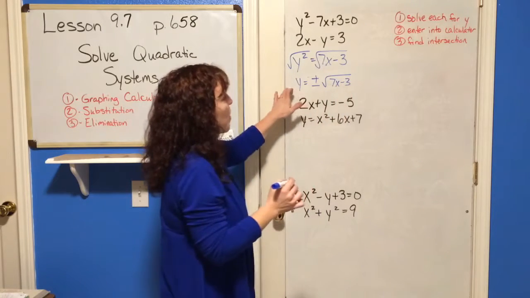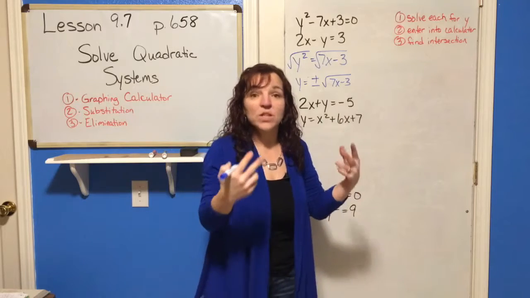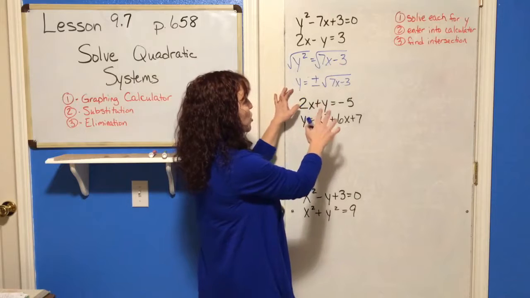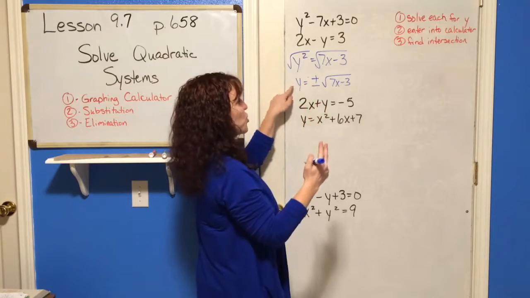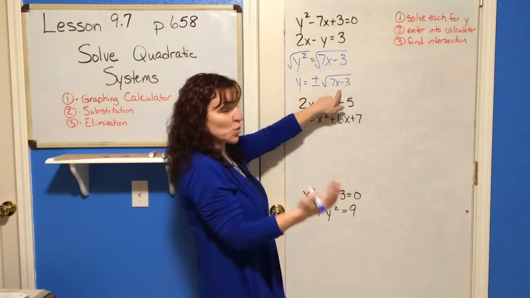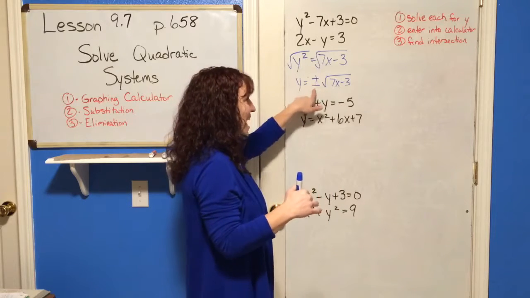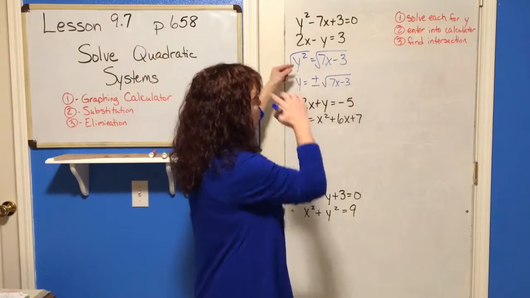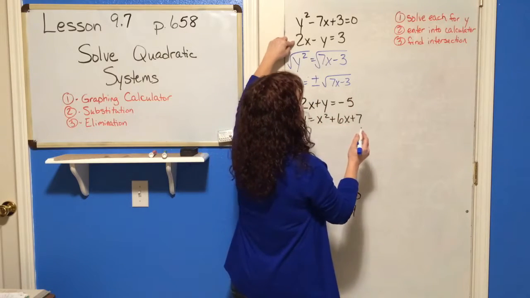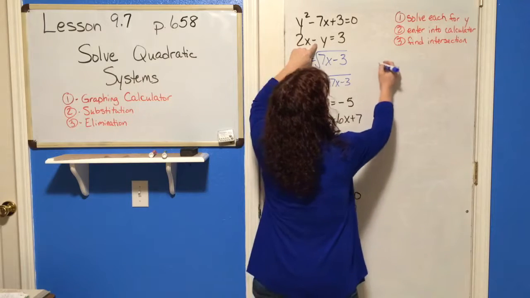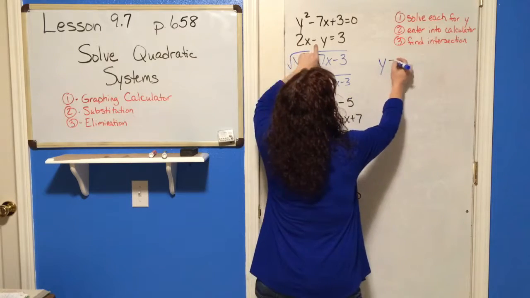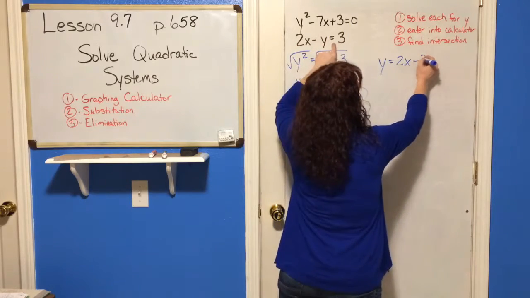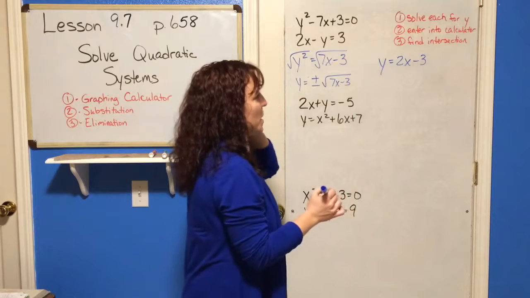So this is actually a representation of 2 separate equations. When you enter it into your calculator, make sure you enter it as 2 separate equations: y equals the square root of 7x minus 3, and y equals negative the square root of 7x minus 3. So that's 2 equations. To get your third equation, you're going to solve 2x minus y equals 3. I would add the y to make it positive, keep your 2x, and subtract the 3 to the other side. So y equals 2x minus 3.